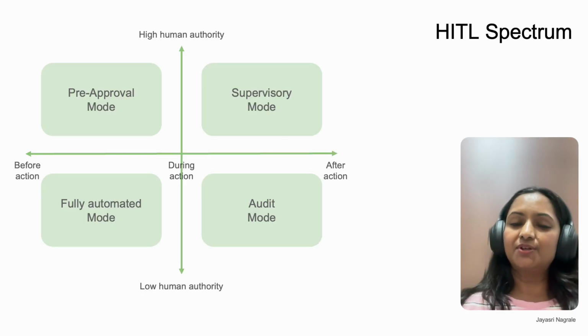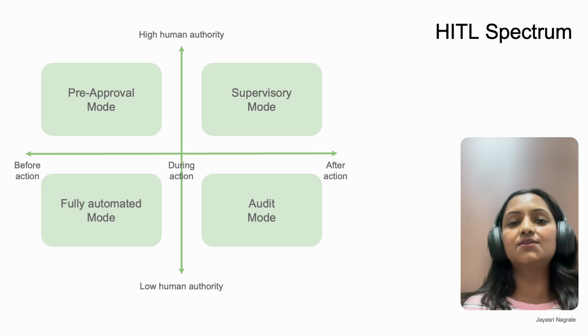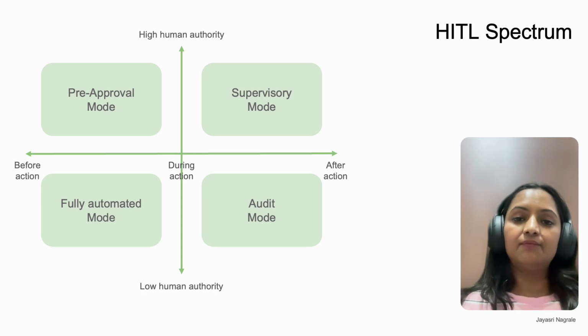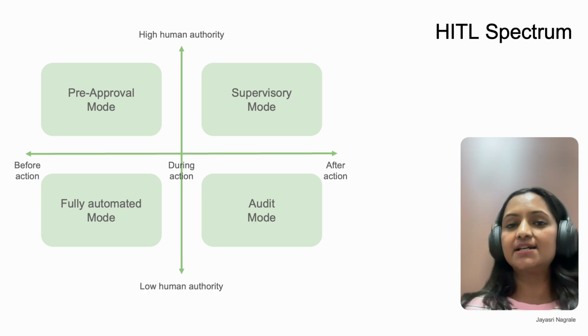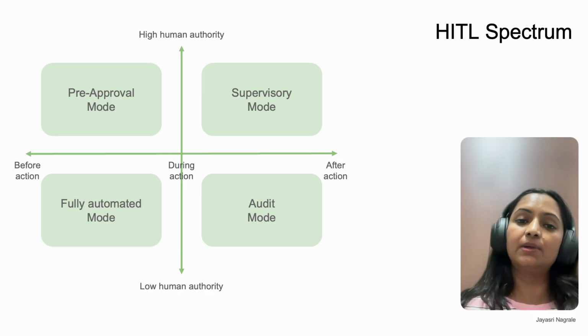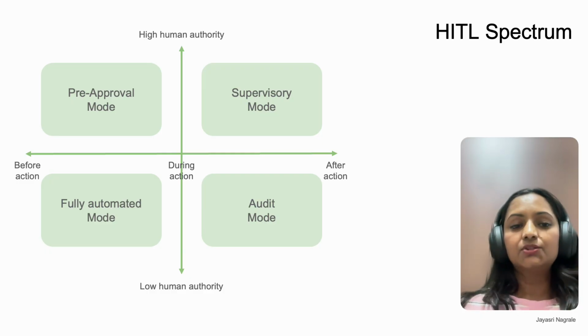So now that we have understood what HITL is and what the needs for having an HITL are, we'll now take a look at the HITL spectrum. What are the different types of human in the loop, and at what points can we use each of these? So think of it like a quadrant, right?